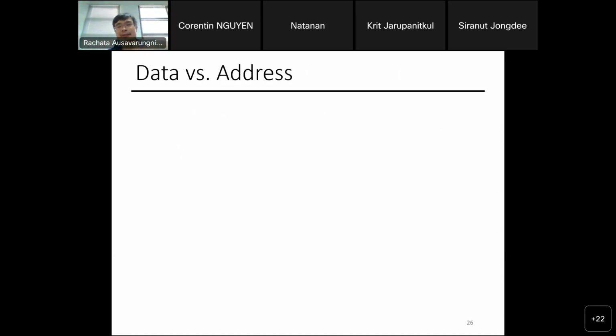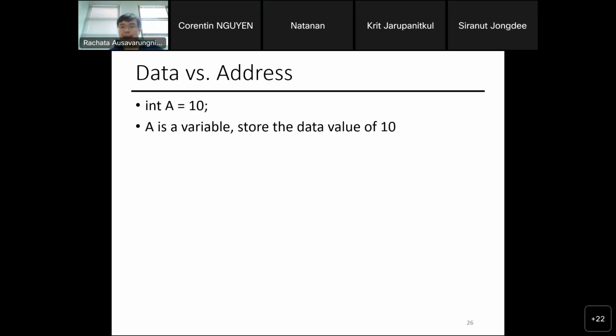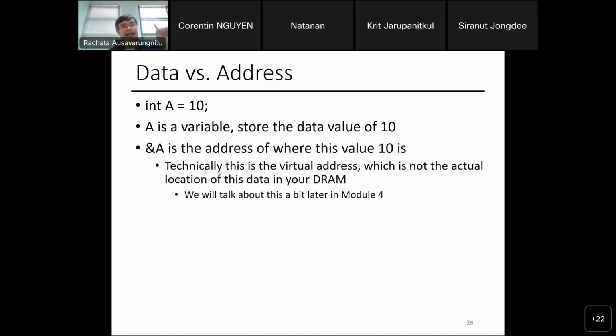So now let's look at some of the differences. In A equals 10, A is a variable. The data value of A is 10, so the value of this is 10. If I put an ampersand, it means I want to make a reference. I want to get the address of where this value 10 is located in DRAM. Ampersand A will get you the address.